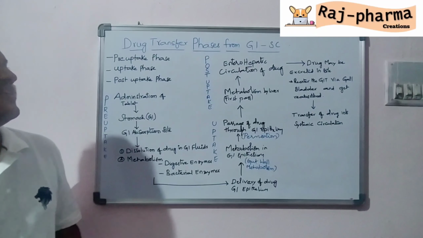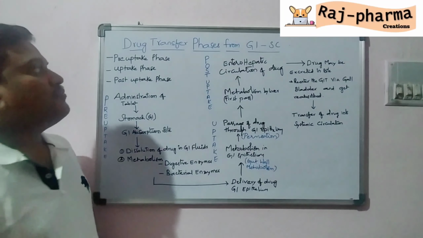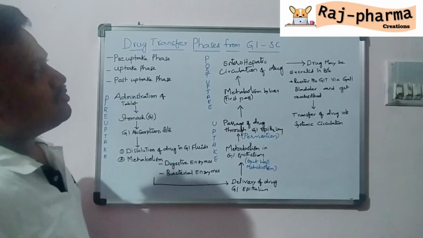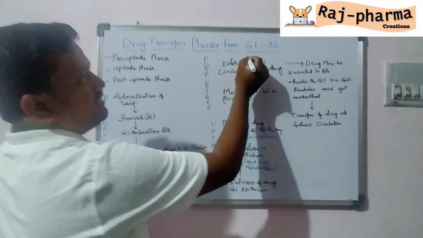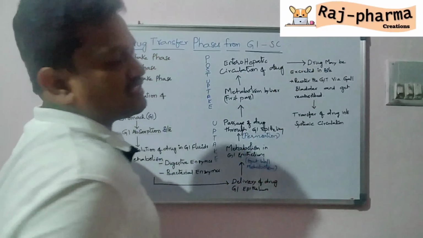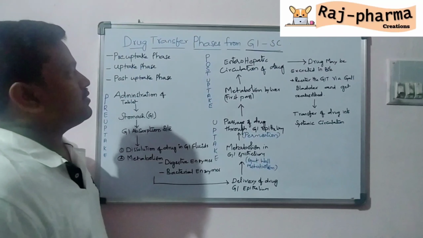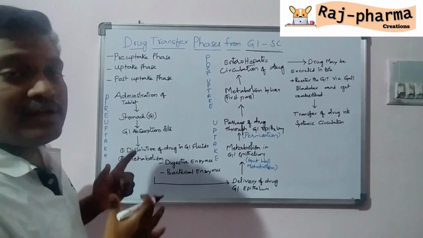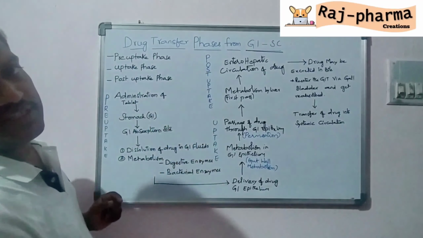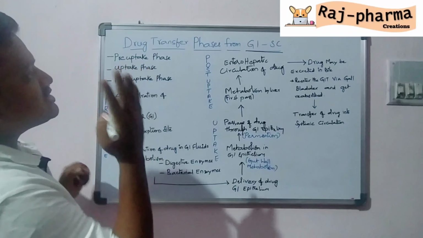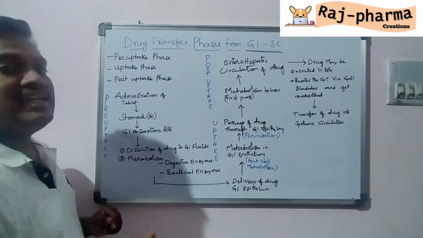Today we are going to discuss a small topic called drug transfer phases from GI to systemic circulation. The transfer of the drug from GI to systemic circulation is a very important step. Let us think about how many phases there are. First we have to know about the different phases.